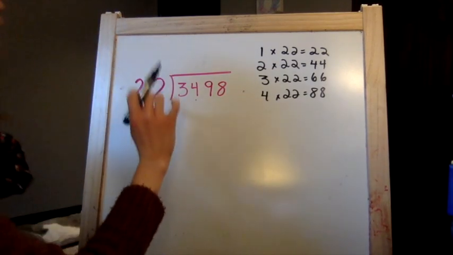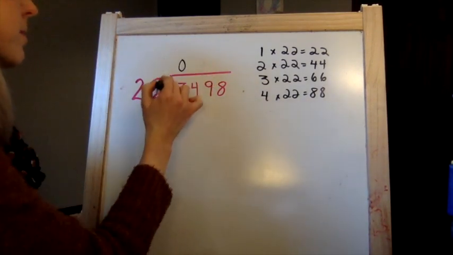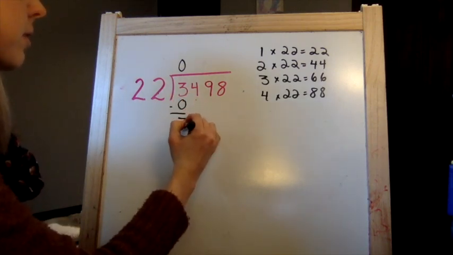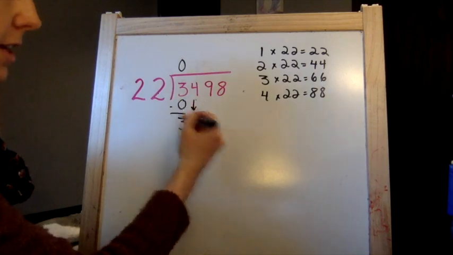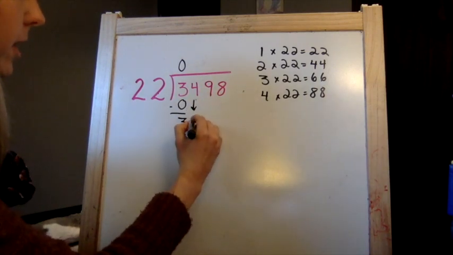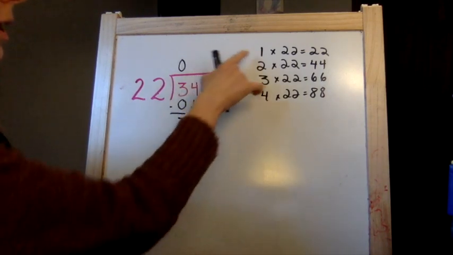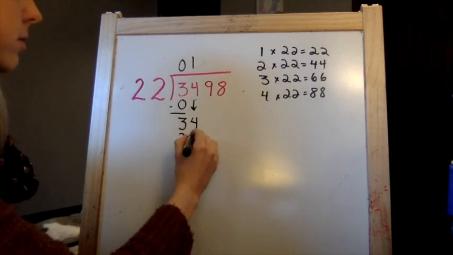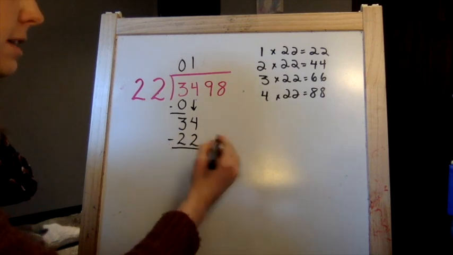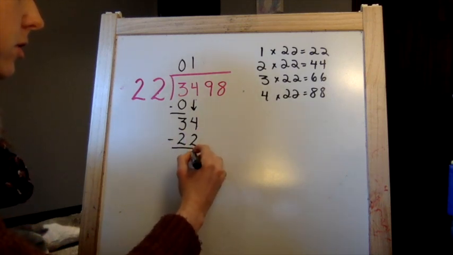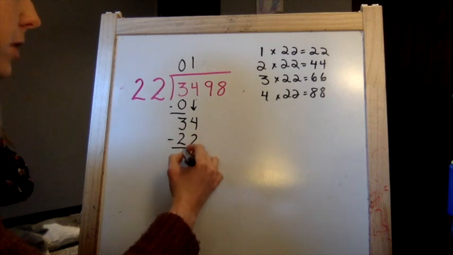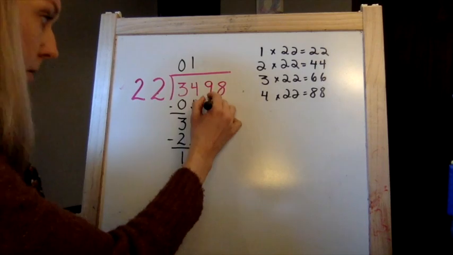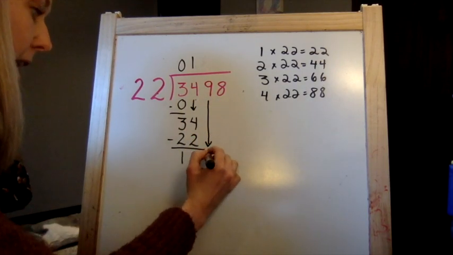So 22 goes into 3, 0 times. 22 times 0 is 0. Subtract to find a difference of 3. Bring down that 4. Now 22 goes into 34 1 time. 22 times 1 is 22. Now I subtract to find the difference. 4 subtract 2 is 2. 3 subtract 2 is 1. All right, 22 goes into 12 no times. So I bring down my 9.